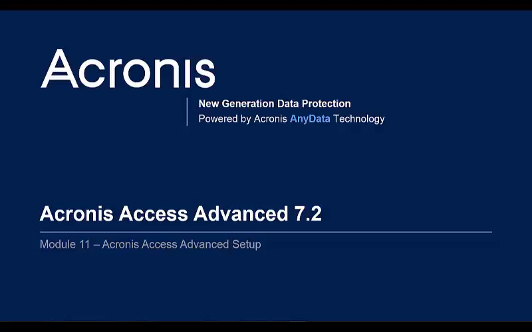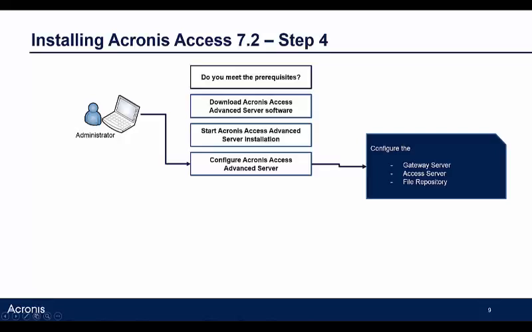In this second module of Acronis Access Advanced installation, we will cover the setup of the different services and applications. The Acronis Access installer comes with a configuration utility which allows you to quickly and easily set up the access to your Acronis Access Gateway server, file repository, and Acronis Access server.